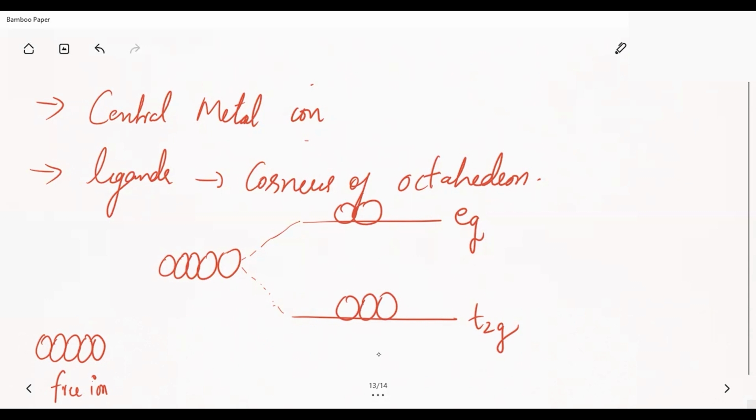Why is it raised? Because it is along the axis, there is a lot of repulsion. Okay, and why is it lowered? Because these T2g orbitals are between the axes, so there is less repulsion compared to the Eg orbitals. Okay, so that is the difference.